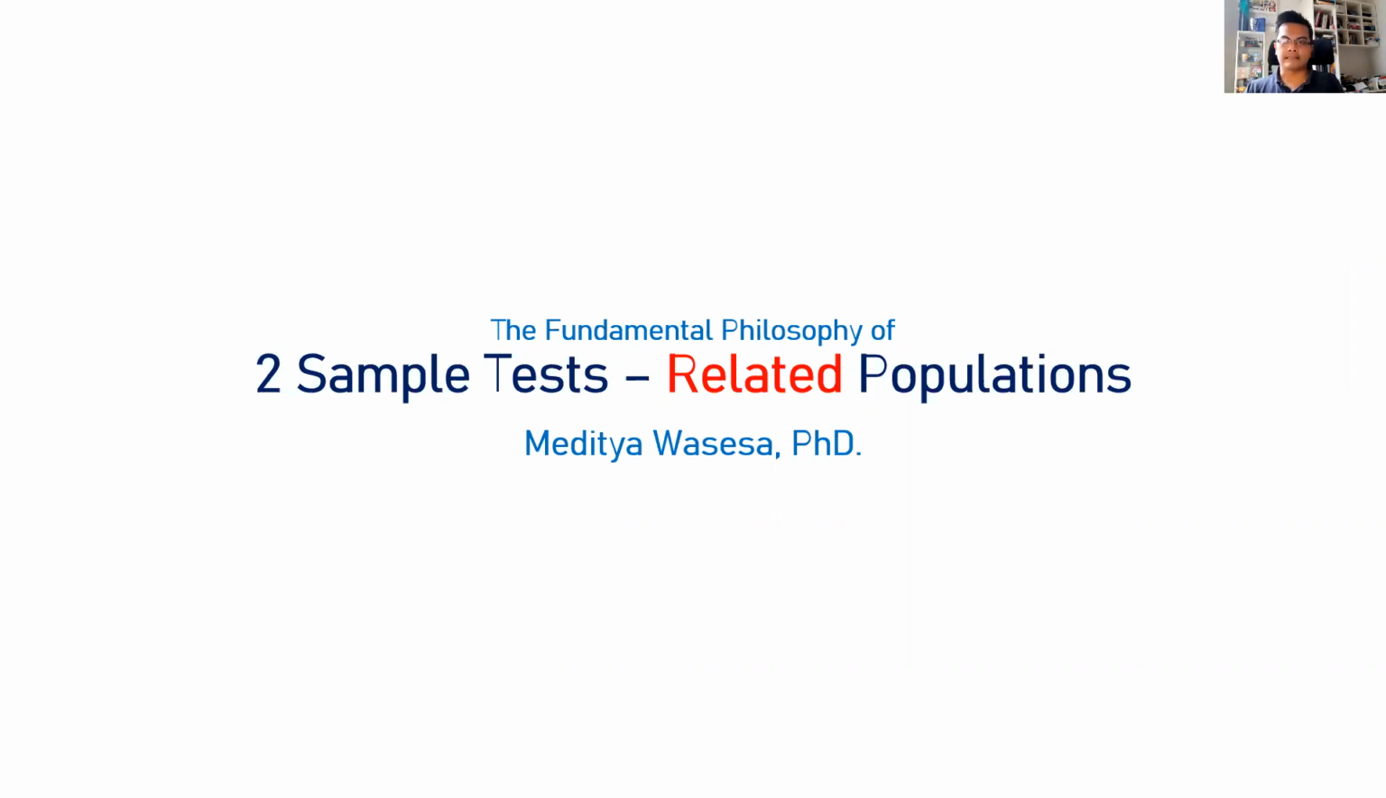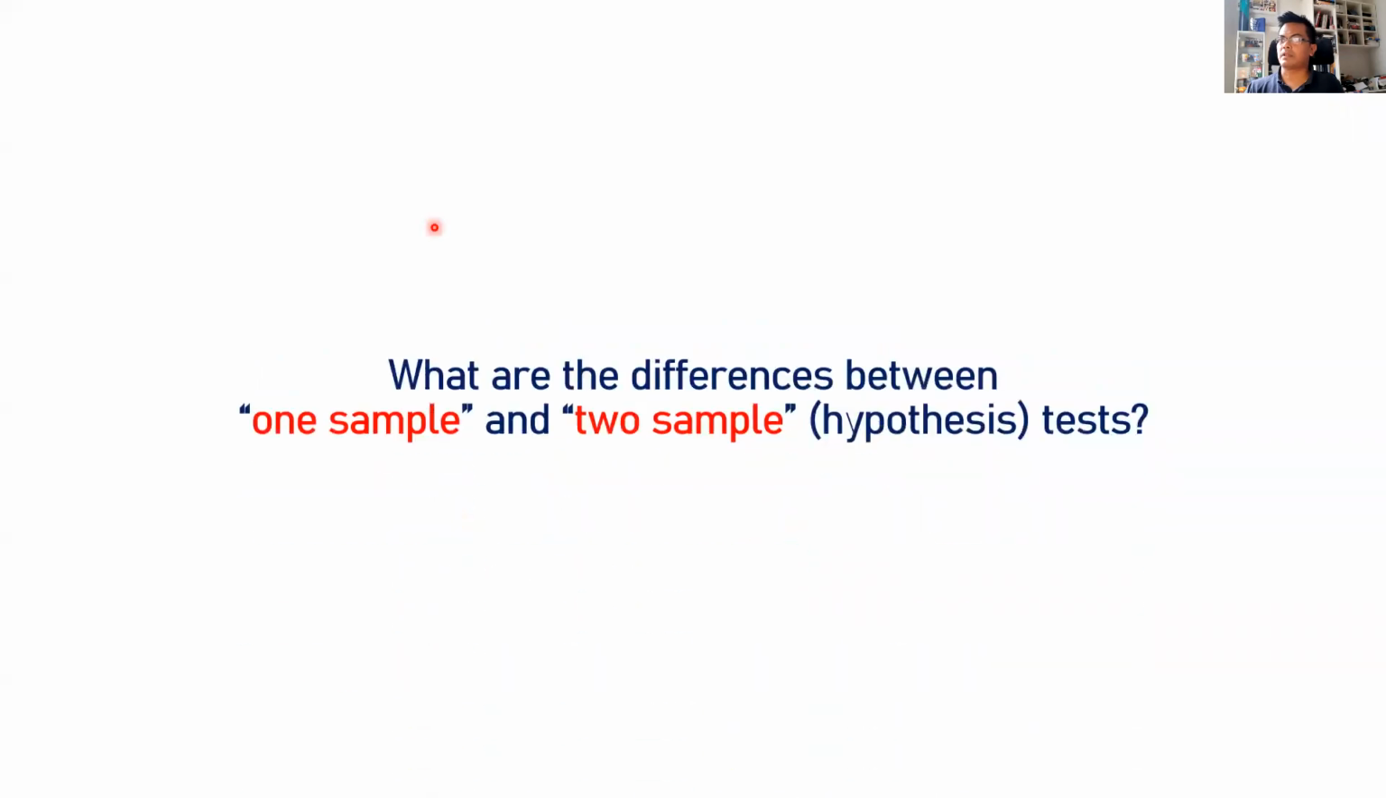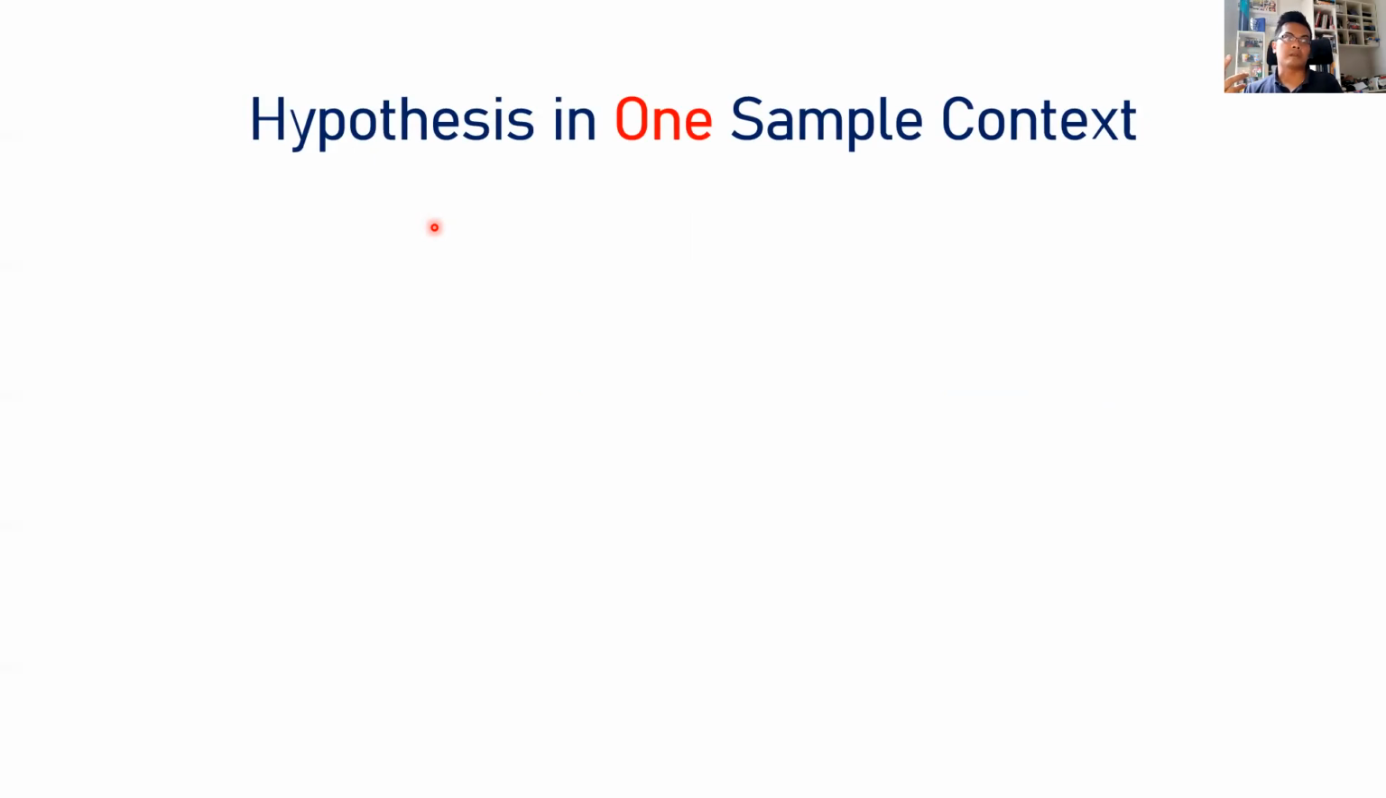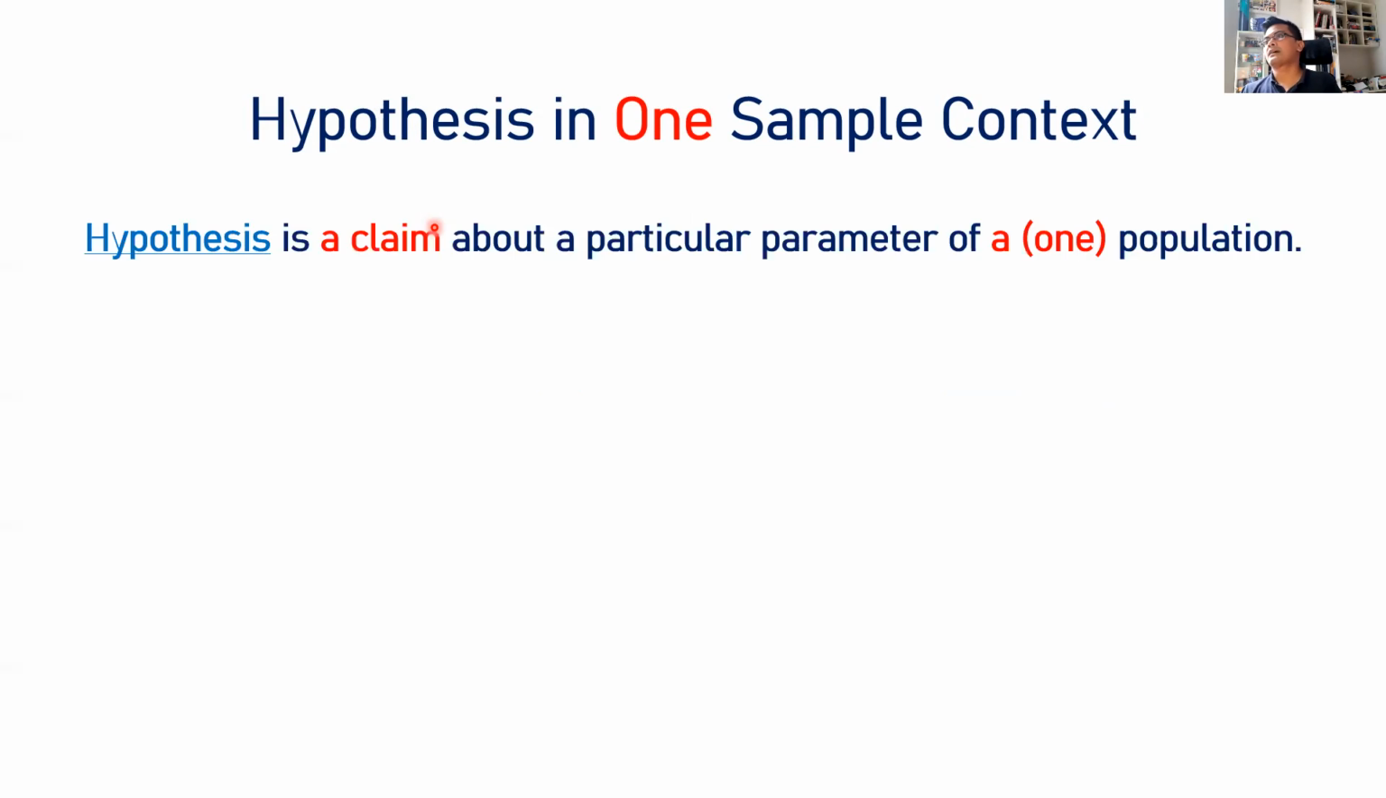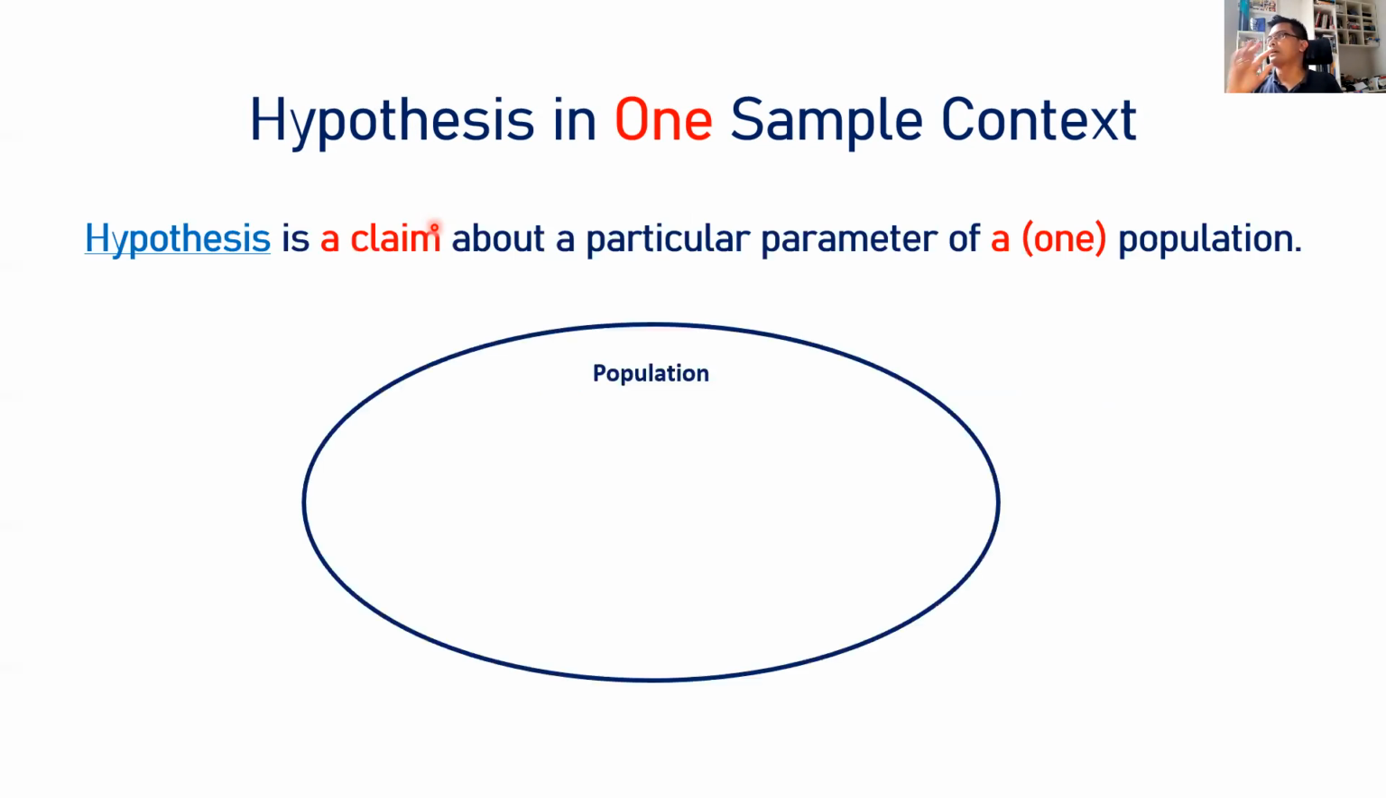First of all, let's discuss the fundamental philosophy. What are the differences between a one sample test and a two sample hypothesis test? Just recalling previous videos, a hypothesis in the one sample context is a claim about a particular parameter of one, singular population.